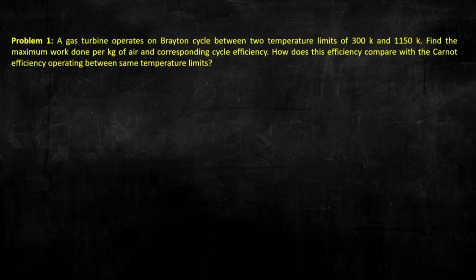A gas turbine unit or cycle operates on Brayton cycle between two temperature limits of 300 Kelvin and 1150 Kelvin. Find the maximum work done per kg of air and corresponding cycle efficiency. Then we need to show how this efficiency compares with the Carnot efficiency operating between the same two temperature limits. So, let us solve this problem.